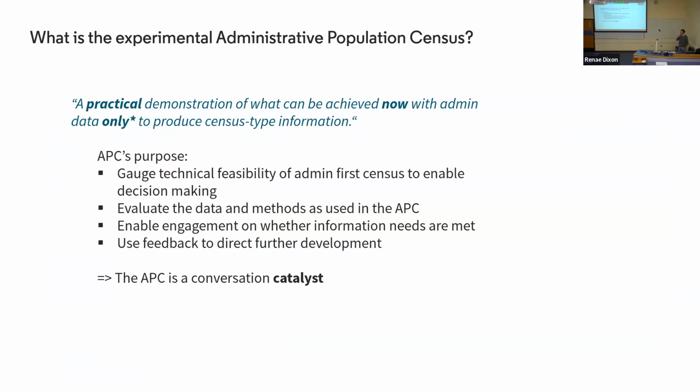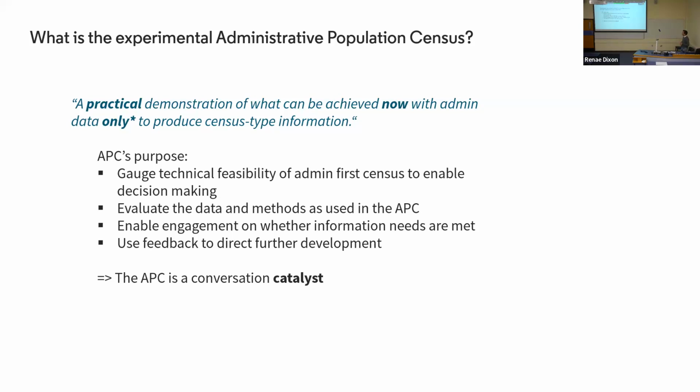So what are we trying to do with the APC? Our tagline is that we are a practical demonstration of what can be achieved now with admin data only to produce census type information. I've highlighted the three words that I think are the most important there. The "now": it's really just supposed to be a research project, a snapshot, to understand how far we have come, how well we understand the admin sources, how good our methods are. It's relying only on admin data. There's a bit of an asterisk there because we do use Census 13 information to fill in historic gaps, but think of that as historic admin data rather than census data.